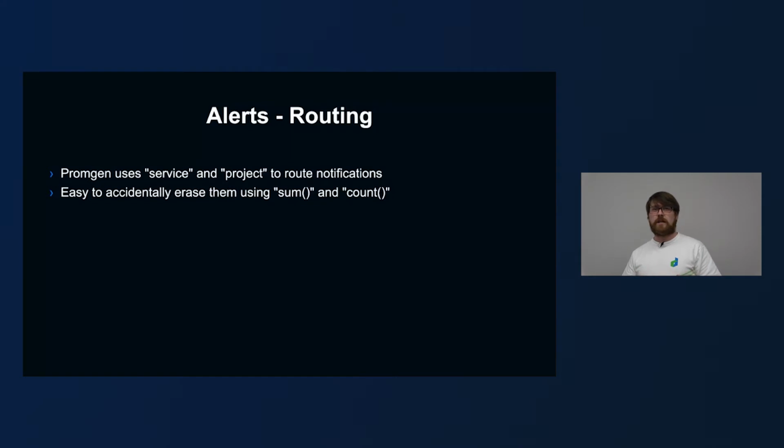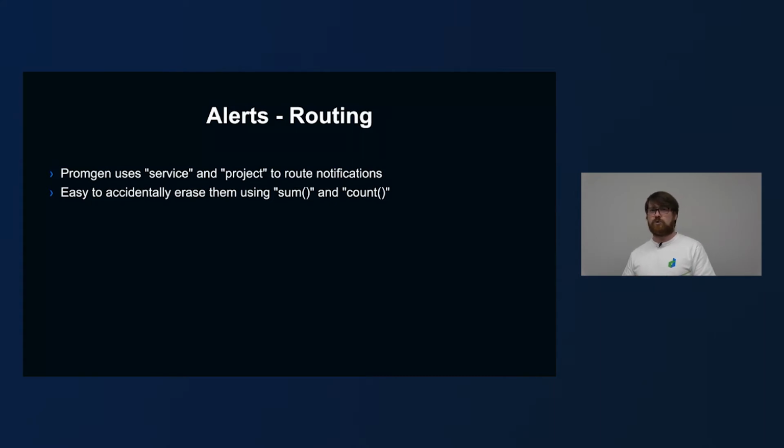So within Promgen, we typically use 2 labels, service and project, to route notifications. Now within Promgen, a service would be something like line shop or line vital, and a project could be something smaller like line shop API or line vital admin panel.